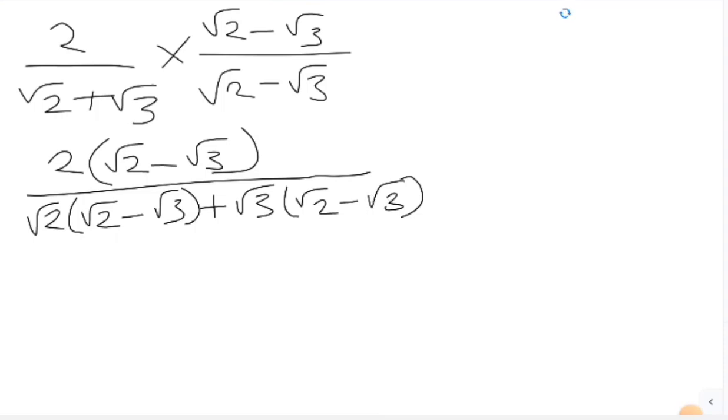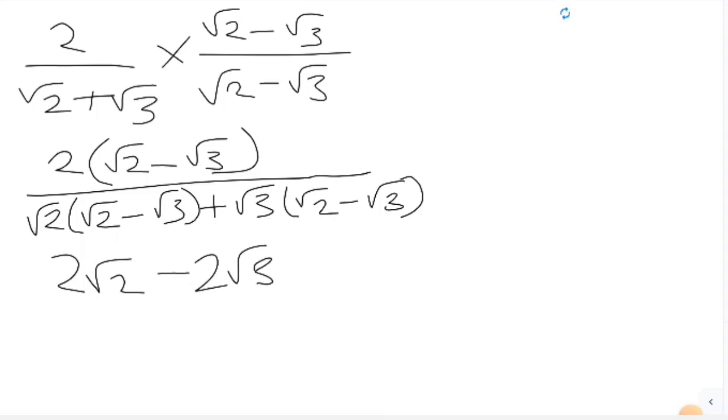Next, I'll open my brackets from the start. So I say 2 times root 2. That would give us 2 root 2, and I'll write that down now. 2 root 2, and 2 times minus root 3 will give us minus 2 root 3.